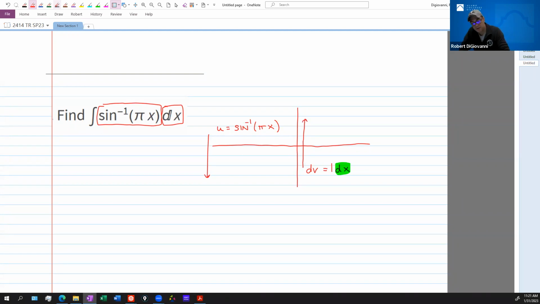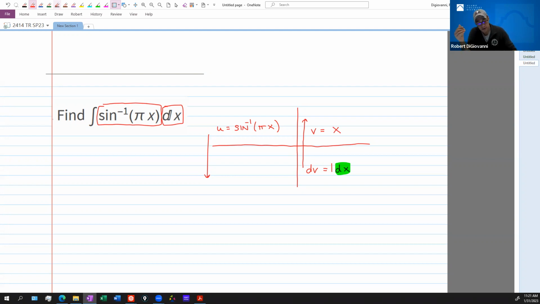Now, the bad news is that for the dv, when we do the antiderivative of 1, we just get x, right? Antiderivative, not derivative. Antiderivative of 1 is x, which actually got more complicated, didn't it? Like 1 was 1 and now it's an x. So we start going, oh no, is this going to get worse?